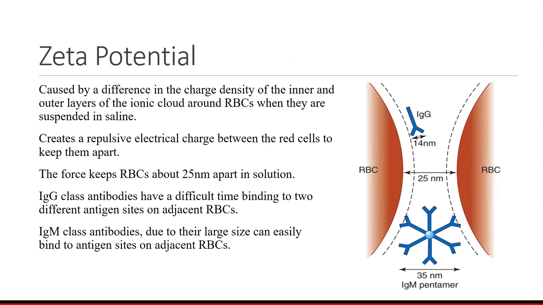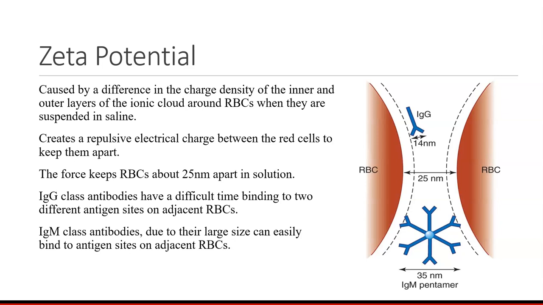So I'd like to discuss the zeta potential a little bit more because this is one of the primary factors which may cause false negatives in your reactions, especially with IgG class antibodies. This is caused by a difference in the charge density of the inner and outer layers of the ionic cloud around the red cells when they are suspended in saline. The surface of the red cells has a negative charge, and then we have all these little positive ions that will result in keeping the cells apart. It creates a repulsive electrical charge. The force keeps red cells about 25 nanometers apart in solution.